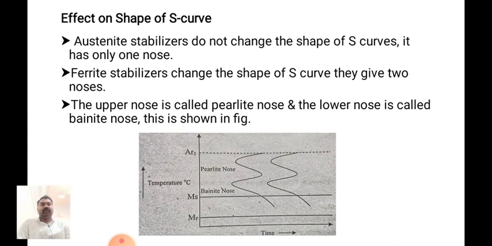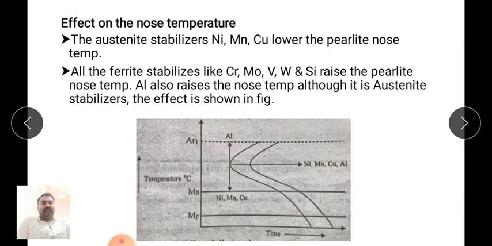Then the effect on the shape of the S curve. We know that the shape will be like this, but here two noses will form. These two noses form only because of the addition of the alloying elements. Then next, the effect on the nose temperature. The occurrence of that nose will also depend on the addition of the alloying elements, which we have already studied in the previous lecture.